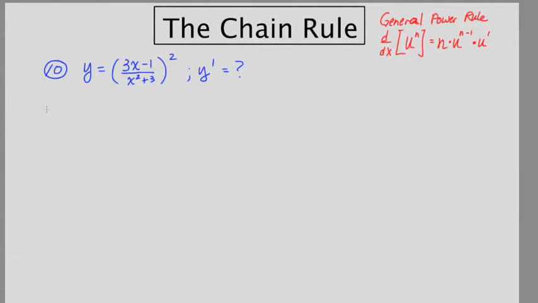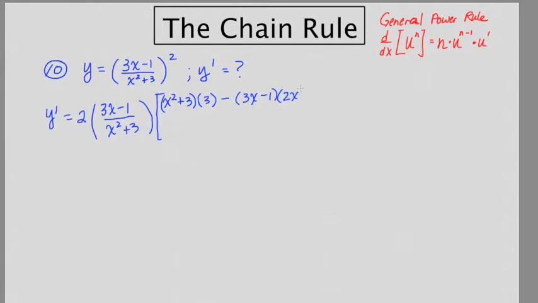So we're ready to find the derivative, which is going to be y prime is equal to, bring the exponent down in front, which is 2, rewrite the expression (3x minus 1) over (x squared plus 3), drop the exponent by 1 to a 1, then multiply by the derivative of the inside. Well, this is the inside function, and it's a quotient, so we're going to have to multiply by the result of having done the quotient rule, which is the bottom times the derivative of the top, minus the top times the derivative of the bottom, all over the bottom squared.